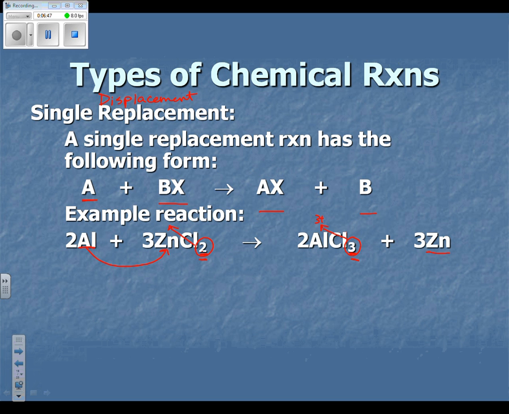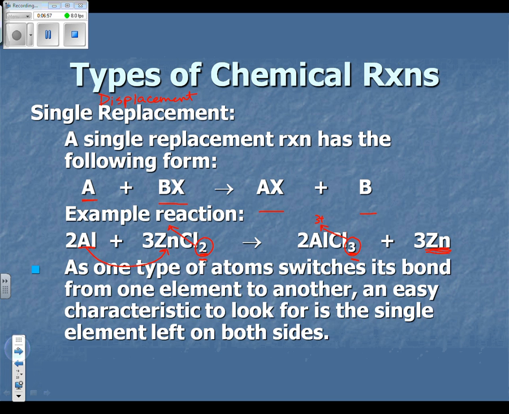Metals just by themselves, like aluminum and zinc here, they have no charge because they are just that metal. They are metallically bonded to other things. Other atoms of the same type. So as one atom switches, it bonds from one element to another. An easy characteristic to look for, so what I want you to look for is a single element on both sides. Single element on both sides.